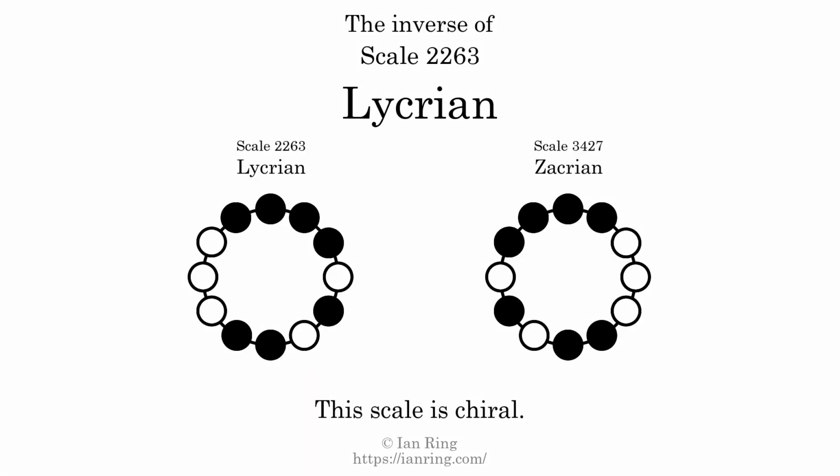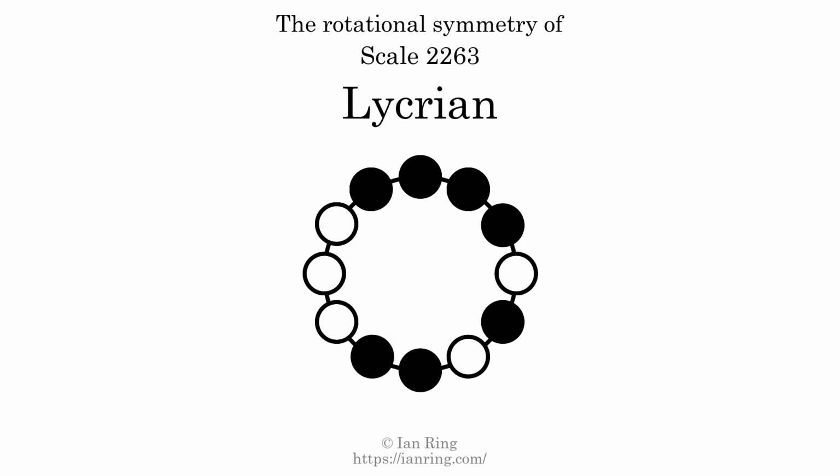The inverse of a scale is a mirror image. It is what you get when the sequence of intervals is reversed. The inverse of this scale is scale 3427, also known as Lycrian. This scale is chiral. It cannot transform into its inverse by rotational transformation. This scale has no rotational symmetry.